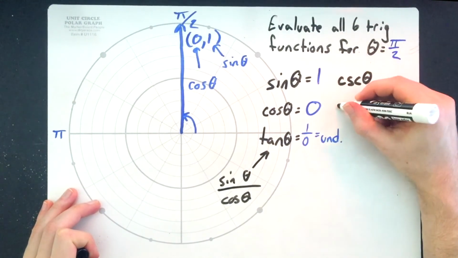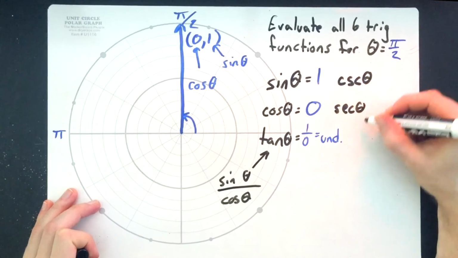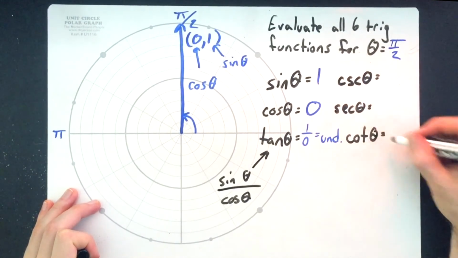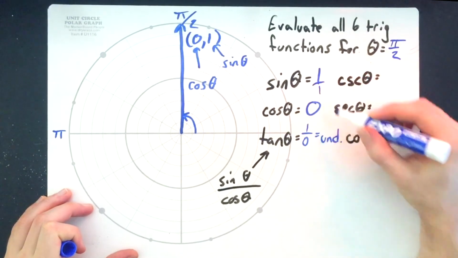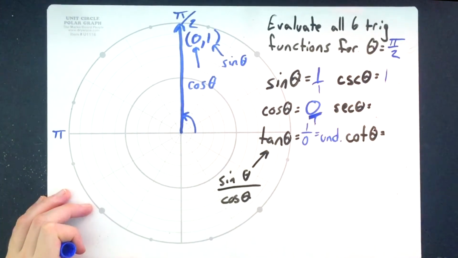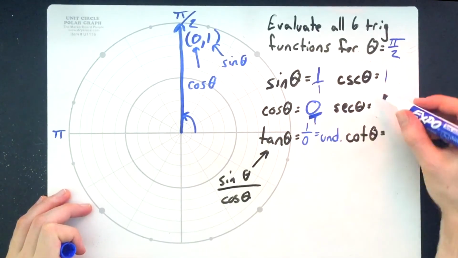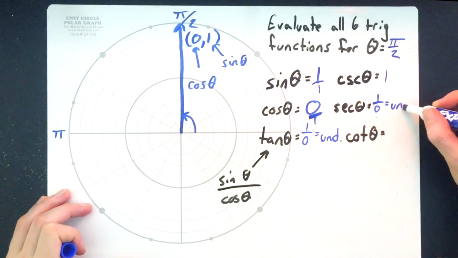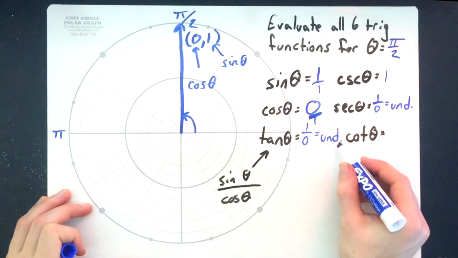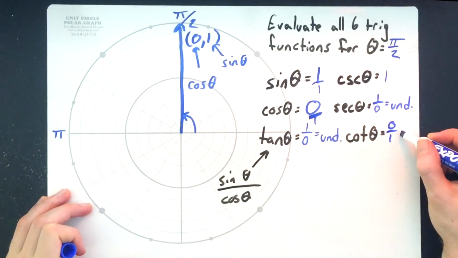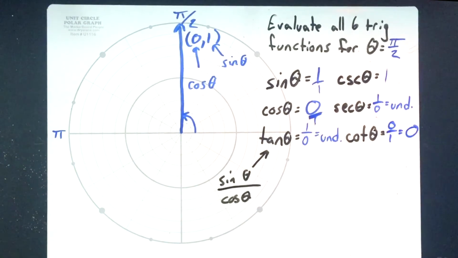Remember, cosecant is the reciprocal of sine, secant is the reciprocal of cosine, and cotangent is the reciprocal of tangent. So to find cosecant, the reciprocal of 1 stays just 1. The reciprocal of 0 over 1 would be 1 over 0. And you can't divide by 0, so secant of pi over 2 is also undefined. And cotangent, that's the reciprocal of undefined, or like 1 over 0, would become 0 over 1, and that simplifies to just being 0.